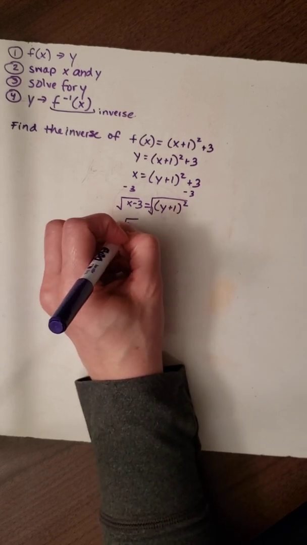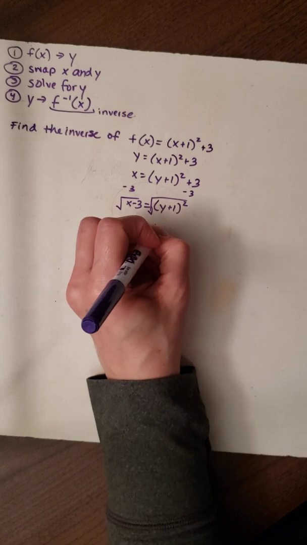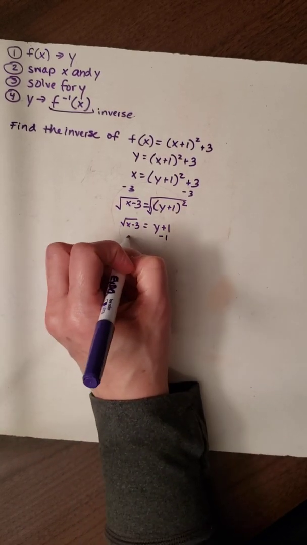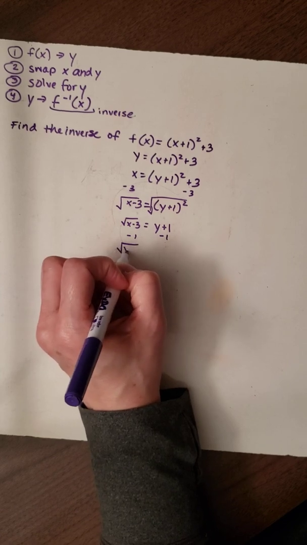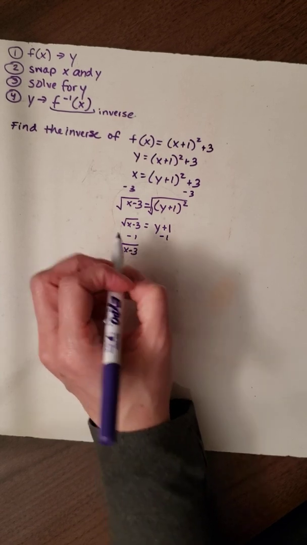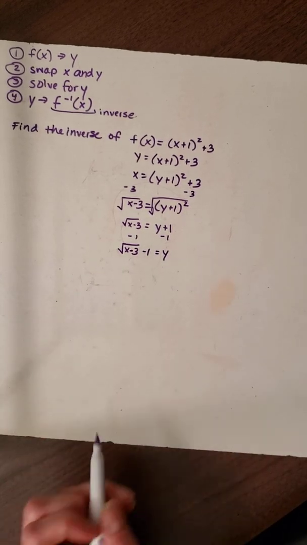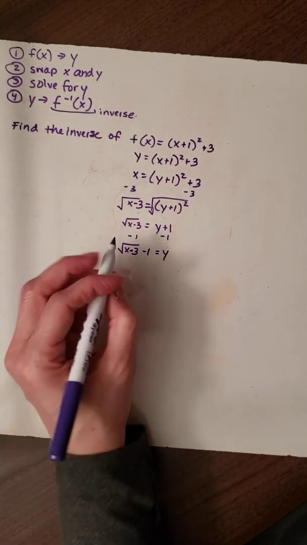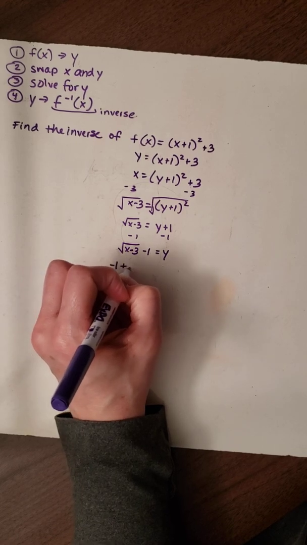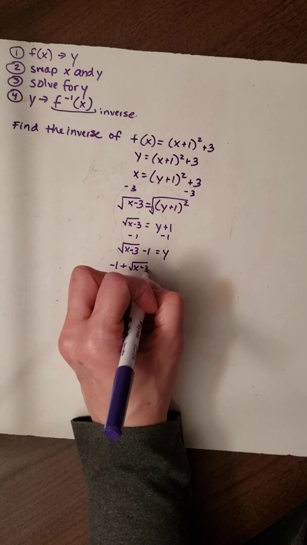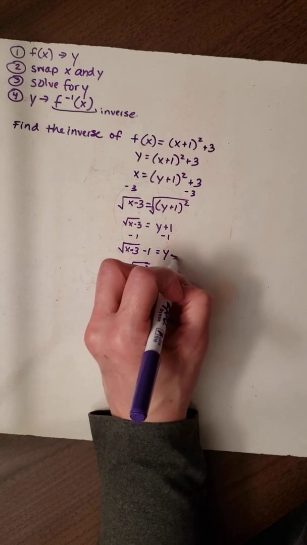So now we have the square root of x minus 3 equals y plus 1. And we're going to subtract 1 from both sides. Now write this carefully. x minus 3 is under the radical, minus 1 is not. Some people like to write it this way. Other people prefer to write it this way. Negative 1 plus the square root of x minus 3 equals y.